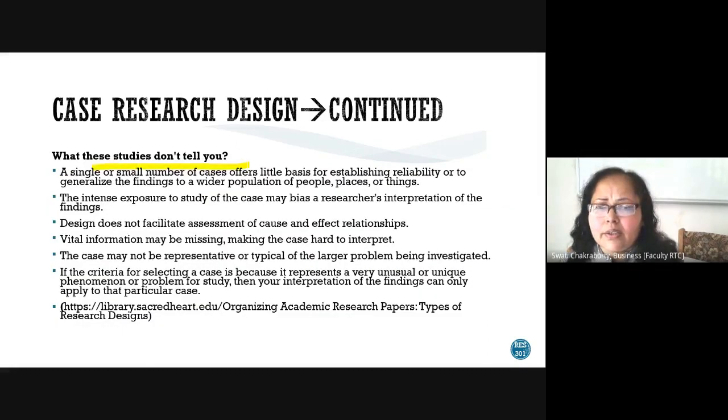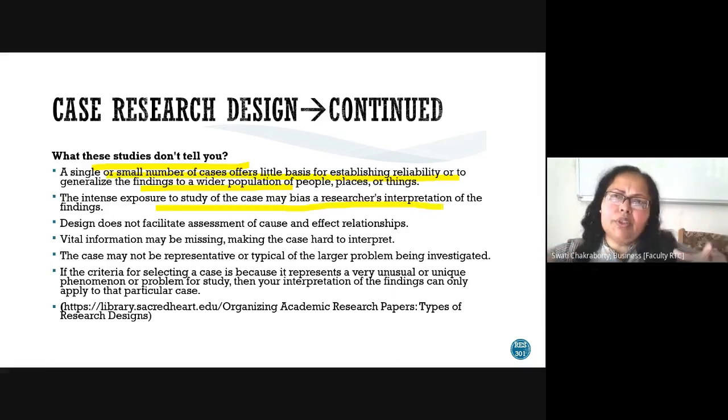What these studies don't tell us: a single or a small number of cases offers little basis for establishing reliability or to generalize the findings to a wider population, because it's restricted. It may not happen to the rest of the population. The intense exposure to the study of the case may bias a researcher's interpretation of the findings, because we are too deeply involved in that particular case. So our decisions can be biased in the way we interpret.